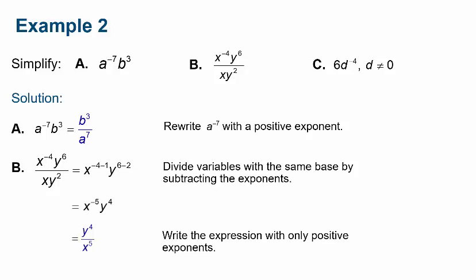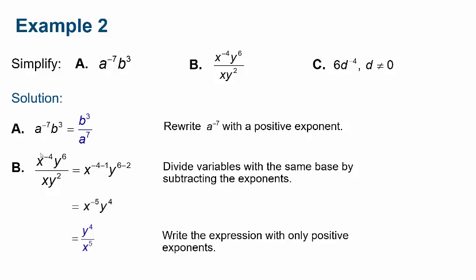All right, let's simplify these. The first one here, a to the negative 7 times b cubed. First off, I have a negative exponent, so it's not simplified. To make this positive, I only bring the a down because the negative exponent's only with the a. So the b cubed stays up top, divided by, and this gets written as a to the 7th.